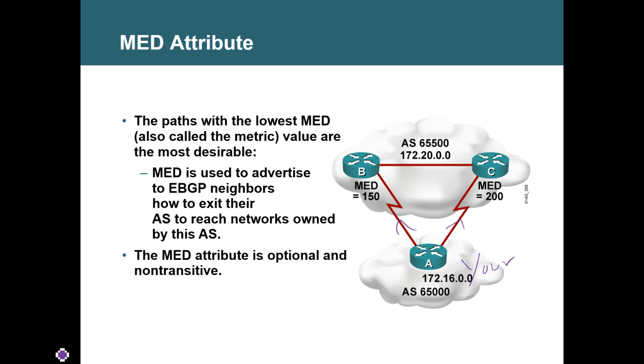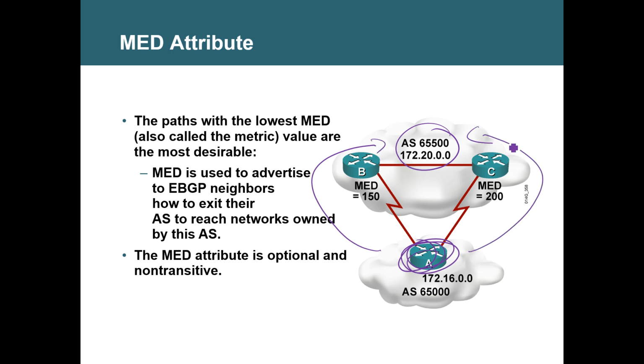Okay, now coming to the point. When I have more than one connection, who is me? A. I can reach this network via C or via B.